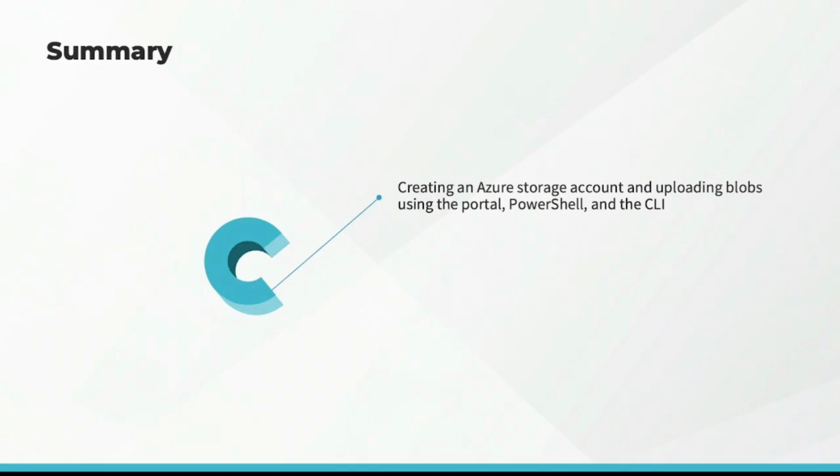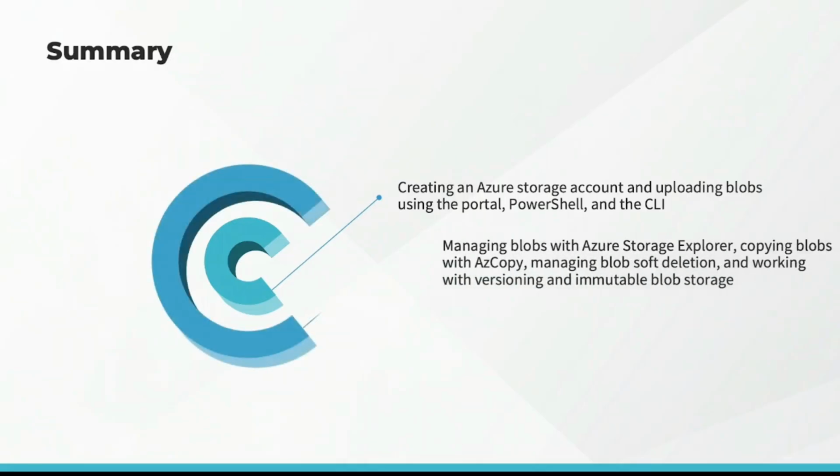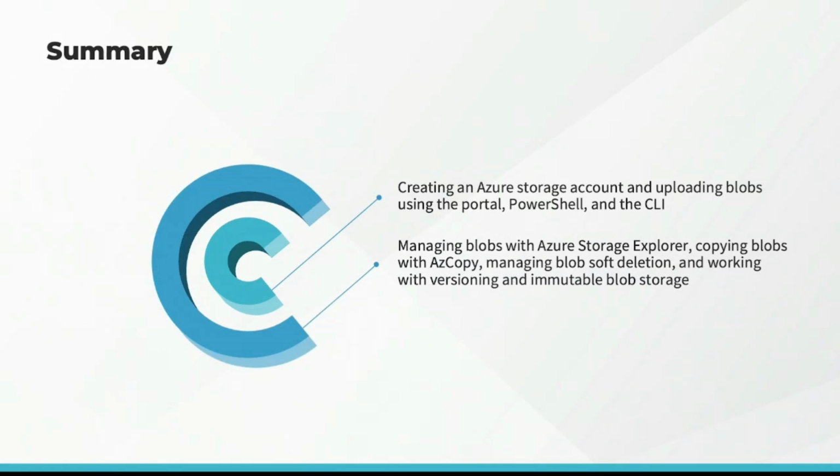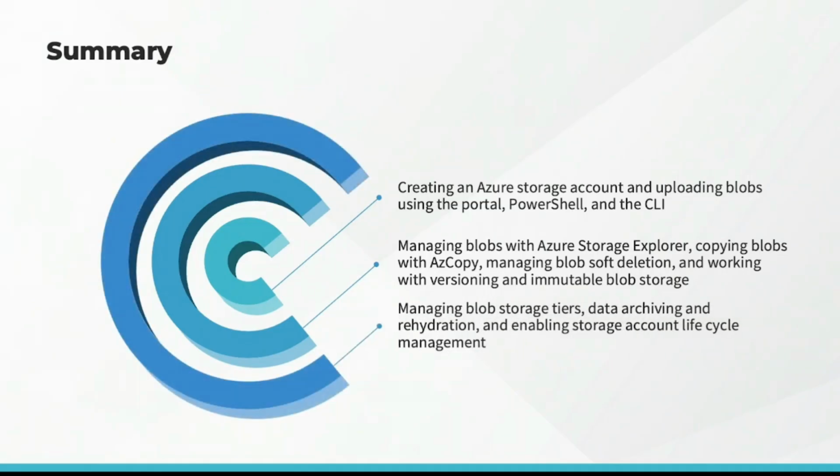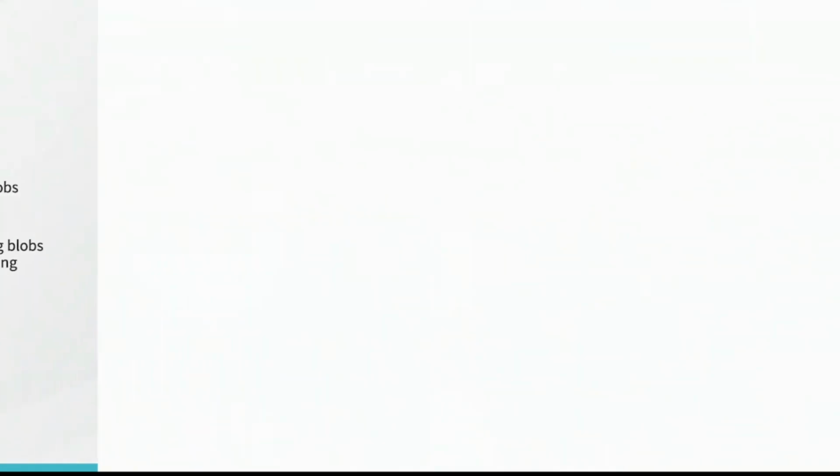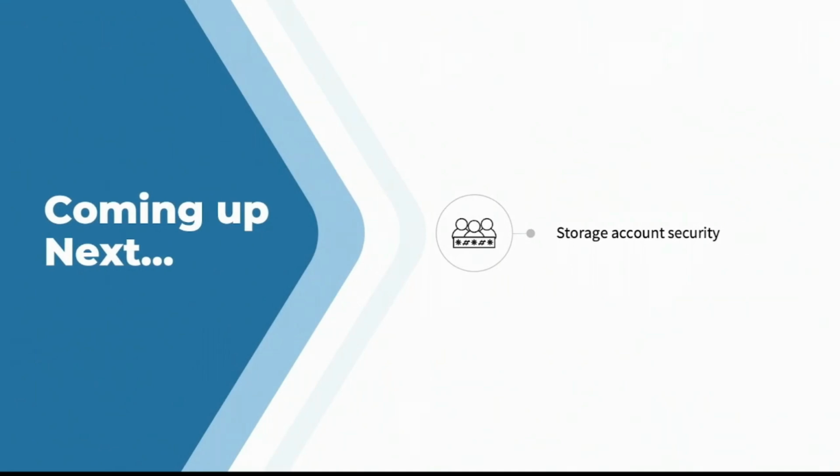Upload blobs using the portal, PowerShell, and the CLI. Then we went through how to manage blobs with the Azure Storage Explorer tool, how to copy blobs using the AZ copy command line tool, how to manage blob soft deletion, and how to work with versioning and immutable blob storage. Then we went through how to manage blob storage tiers and data archiving, as well as rehydration, which is part of reversing the archiving process, and finally enabling storage account lifecycle management. In our next course, we'll move on to explore how to secure access to storage accounts.